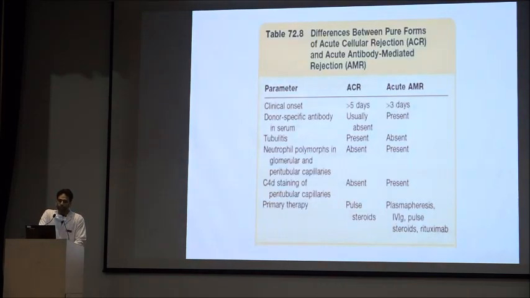A few non-specific differences between ABMR and acute T cell rejection: DSA will be positive in ABMR. There will be tubulitis on biopsy in acute T cell rejection. Neutrophils, polymorphs and glomerulitis in peritubular capillaries will be present in ABMR. C4d staining is specific for ABMR.